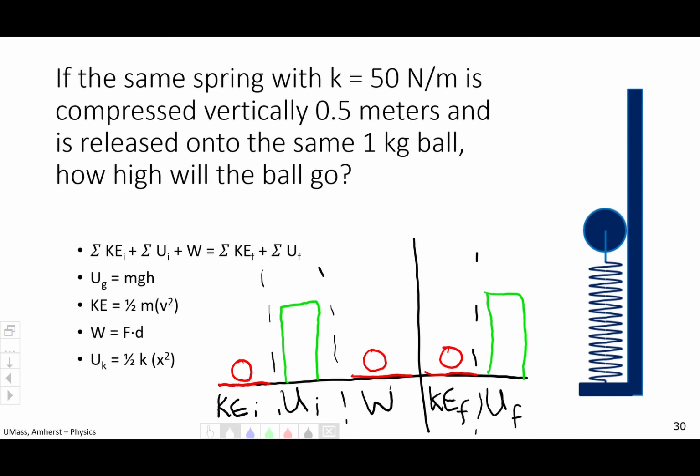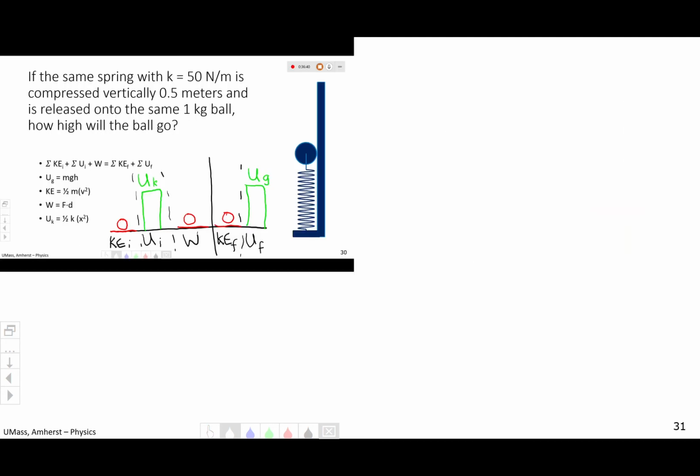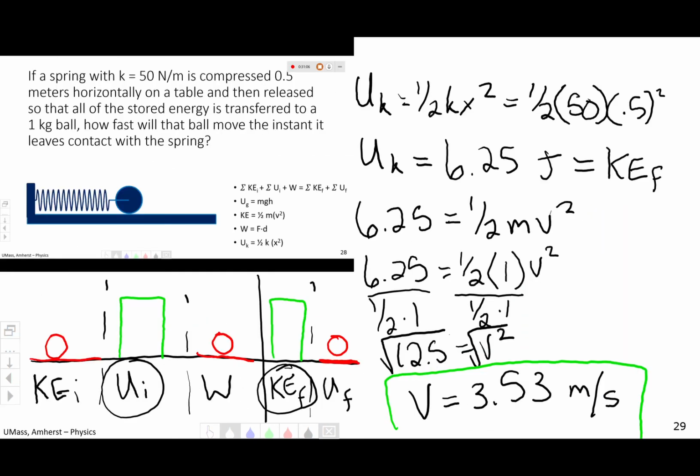And you might be like, what's going on? We started with a certain amount of potential energy, and the potential energy column is the same. What's up with that? Well, this is U_K, spring potential energy, and this is U_G, gravitational potential energy. Okay? So our U_K equals 1/2 kx squared, which again is 1/2 times 50 times 0.5 squared, which if I'm remembering correctly was 6.25 joules.